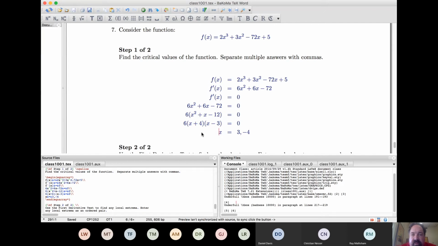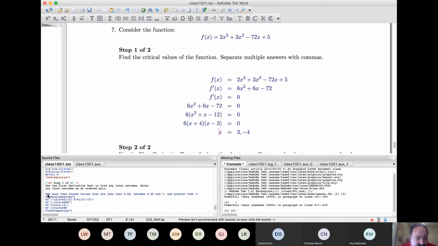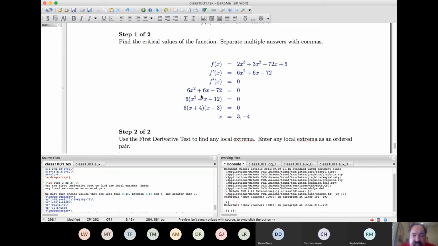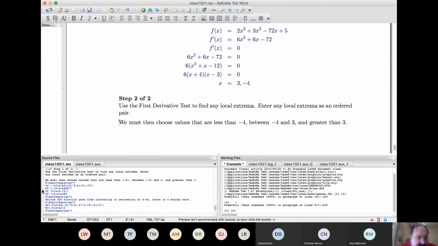So now we have 3 intervals to consider for classifying these as max or min, or neither. So less than minus 4, between minus 4 and 3, greater than 3. In this case, the function is not undefined at any point, so we don't have that kind of complication like we did a few problems back. So we just have these 3 intervals to consider.